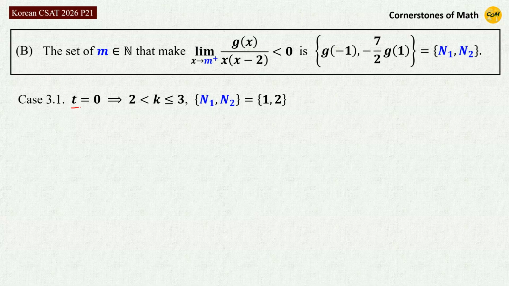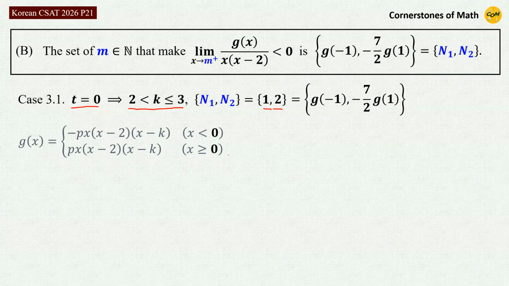First case when t equals 0. Let's write the condition for k first, which is that it must be greater than 2 and less than or equal to 3. And then we have n1 and n2 must be 1 and 2. And now let us relate these numbers to the values of function g. We have already obtained the expression for g of x, and now with t equals 0, the function is split into two regions, x is less than 0 and x is greater than or equal to 0.